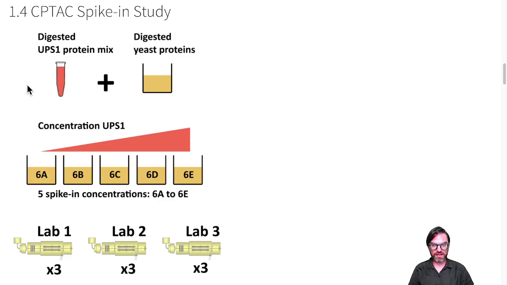They also have digested them, and they have added them at 5 different concentrations, ranging from A to E, from low to high. From each of these mixes, they then took 3 replicates and they have sent them to a lab. And they did that 3 times. So every lab has 3 technical replicates for each concentration. So we have 45 different samples in total. This data is publicly available.